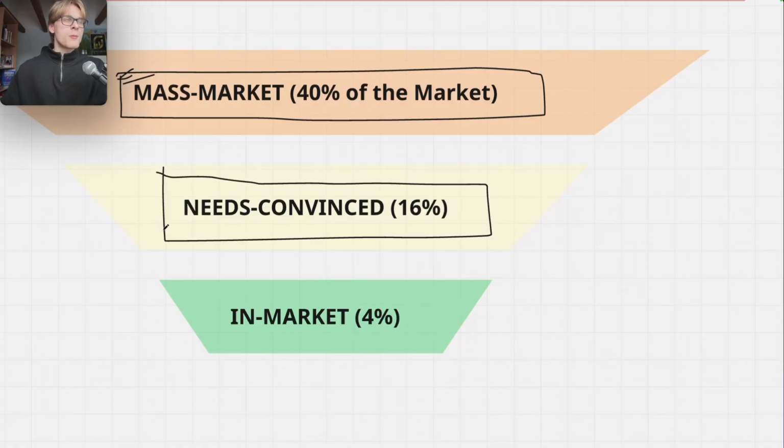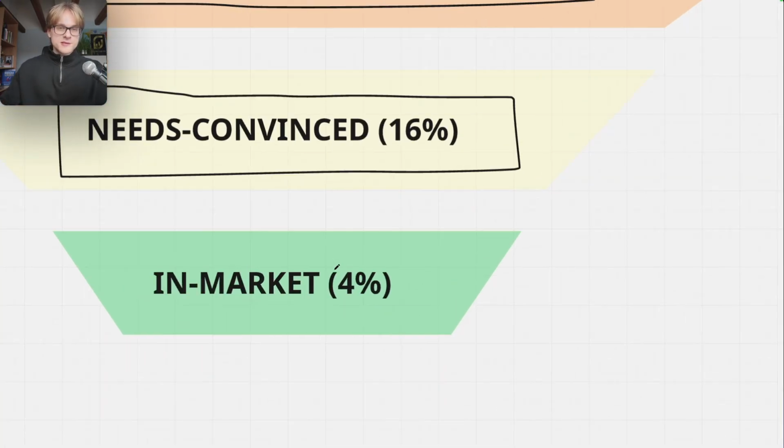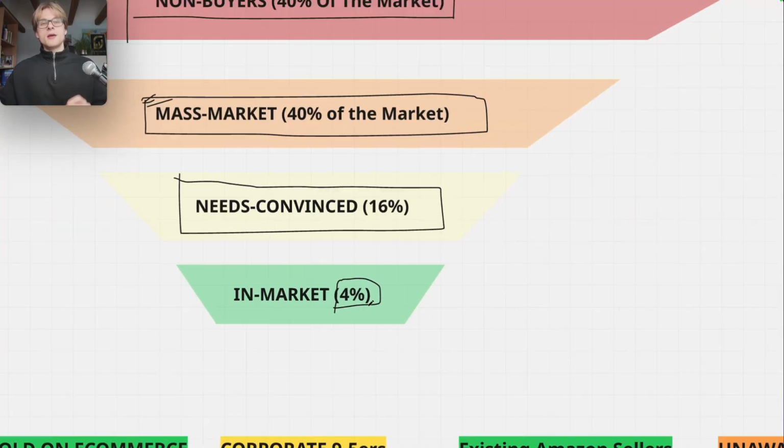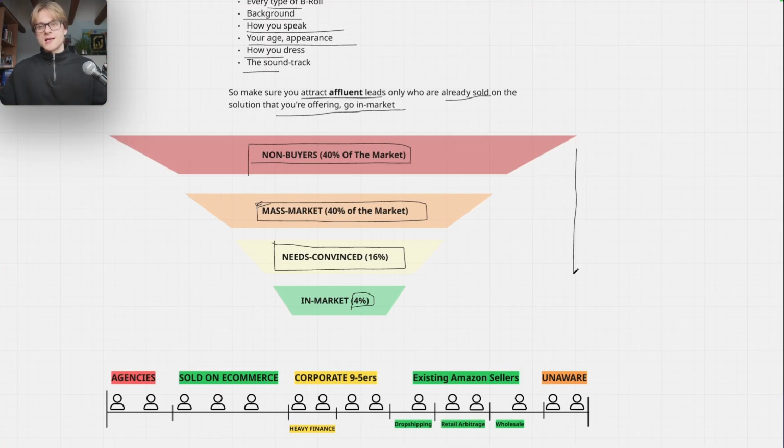Basically, this would be problem-aware people. So people who know they have a problem, they're kind of looking for a solution, but they're not sold on your solution yet. And then we have in-market people, which are only 4%, but they are already aware of their problem. They are aware of the solution, maybe even aware of the product that you're offering. So in-market people are the people who have the lowest sales friction, meaning they are the easiest to convert, meaning we want more in-market people. And because everything I just said is so theoretical, I thought, why not show you what it actually means?